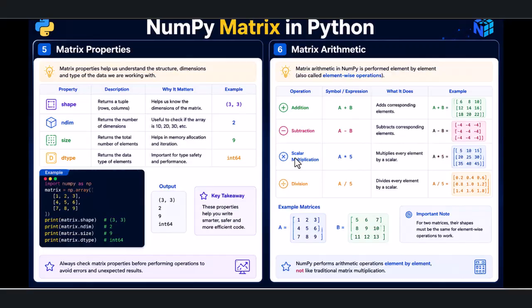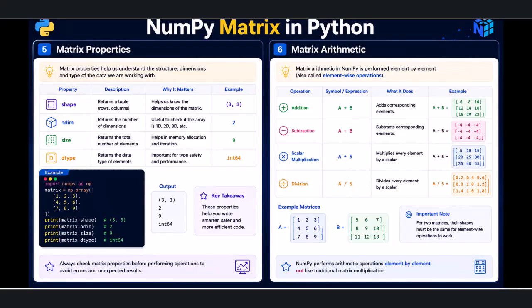Next is scalar multiplication. A scalar is simply a single number. When we multiply the matrix by 5, every element inside the matrix is multiplied by 5. 1 is multiplied by 5, 2 is multiplied by 5, you are getting 10, 3 is multiplied by 5, you are getting 15. In the same way, when it comes to division, every element in the matrix is divided by the scalar value. So, if we divide by 5, every element is divided individually.